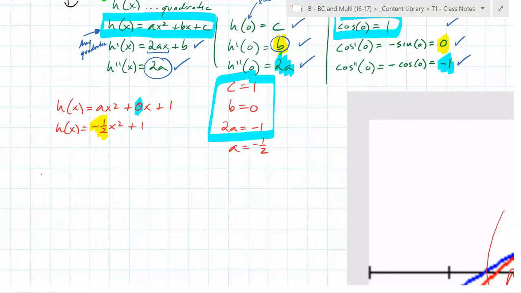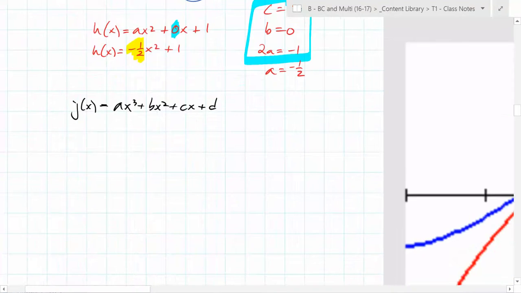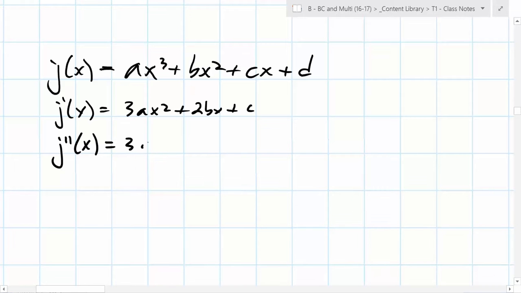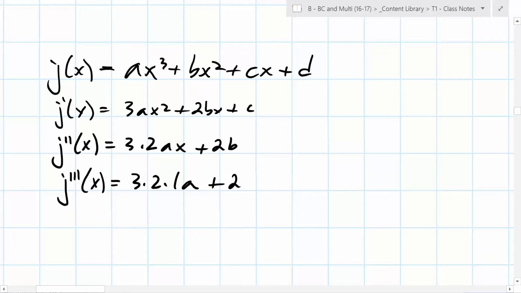If we did the cubic here, what's the general cubic? I'll just say j of x here. What's the general cubic? Ax cubed plus bx squared plus what? Cx plus d, right? So if I do the first derivative of this, I end up with 3ax squared plus 2bx plus c. Is that correct? Yes. J double prime of x, what's that? 3 times 2ax plus 2b. And j triple prime? 3 times 2 times 1 a, right? Plus 2 times 1 b.